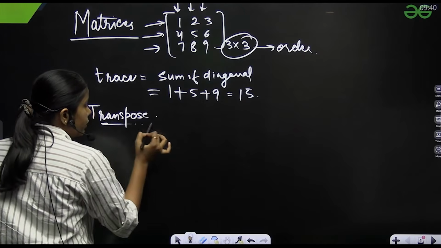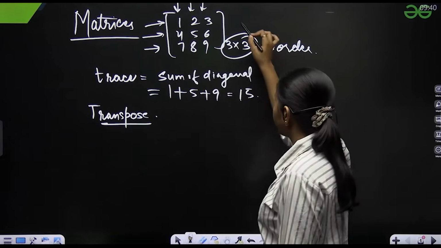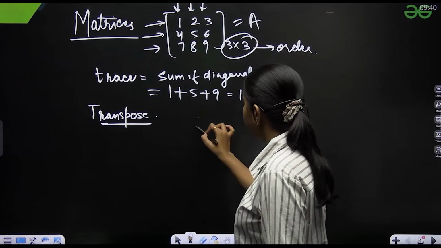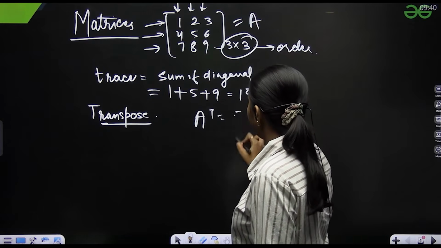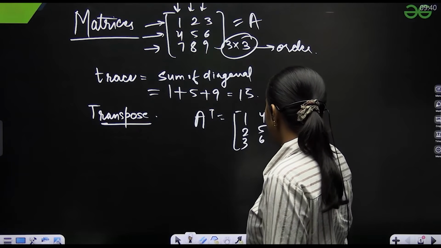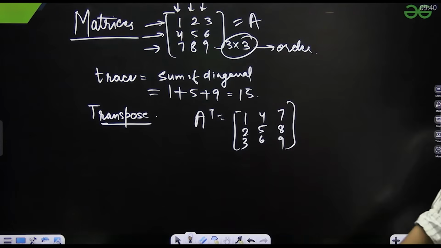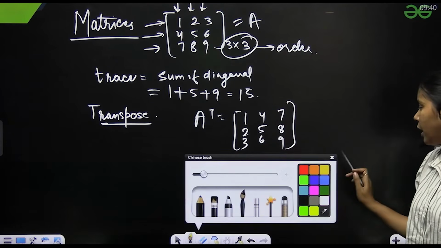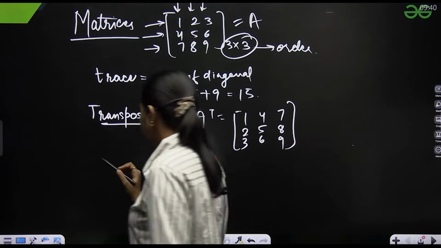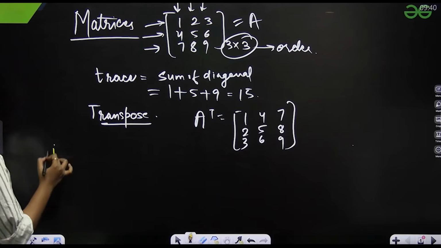If I convert rows into columns, then I get a transpose. Let's suppose this is my A matrix, and if I need the transpose, then that would be 1, 2, 3, 4, 5, 6, 7, 8, 9. That means I have converted rows into columns. Then later on we discussed some types of matrices. I'm just writing what types of matrices we have already discussed and moving forward to another type of matrices.